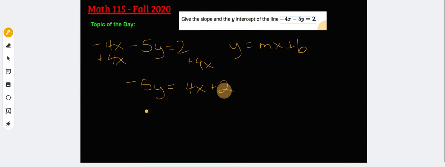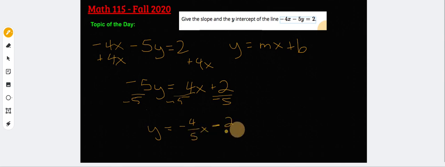Okay, so that's going to give me negative 5 divided by negative 5 across the board, and here too. So you're going to end up with negative 5 divided by negative 5, which is y, and that's equal to a negative 4 over 5x minus 2/5. I hope you can see where the minus comes from because it divided by a negative number here.